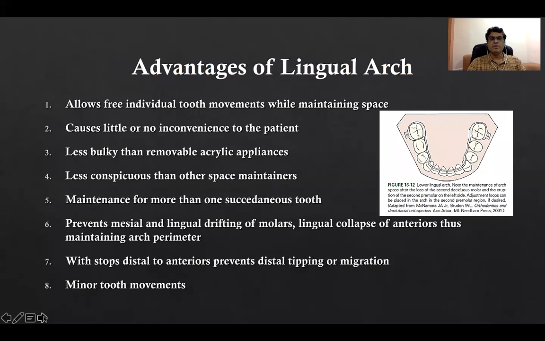The advantages of the lingual arch include that it allows free individual tooth movements while maintaining the space. It will cause little or no inconvenience to the patient, is less bulky than the removable acrylic appliances, is less conspicuous than other space maintainers, and provides maintenance for more than one succedaneous tooth. It prevents mesial and lingual drifting of molars and lingual collapse of the anteriors, thus maintaining arch perimeter. With stops distal to the anteriors, it can prevent distal tipping or migration of the anterior teeth, and it will allow for the minor tooth movements as mentioned.